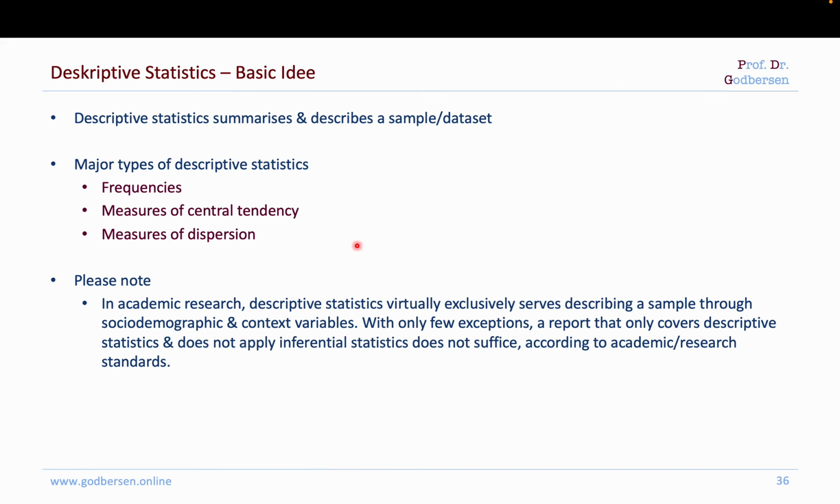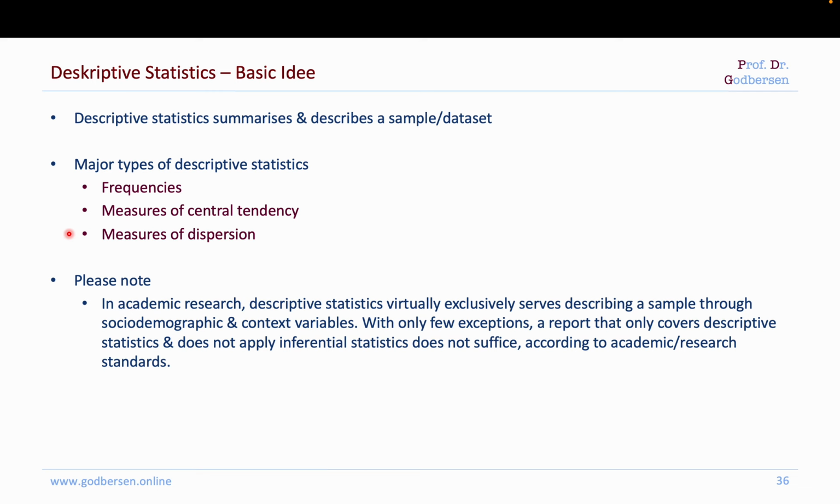The basic idea of descriptive statistics is to describe a sample or a data set, to summarize what kind of data you have there. The major types of descriptive statistics are frequencies, measures of central tendency, and measures of dispersion. And these three I would like to explain in this video lecture.